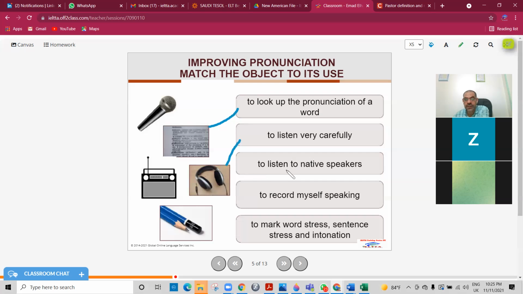The headphones. Listen to native speakers, like the radio. By the way, I used this way when I was in secondary school. I used to listen to Voice of America and the BBC. You don't need to have a native speaker at home or at school. Record myself speaking. I did this technique also before I joined the Faculty of Education English department. To mark word stress, sentence stress, and intonation.